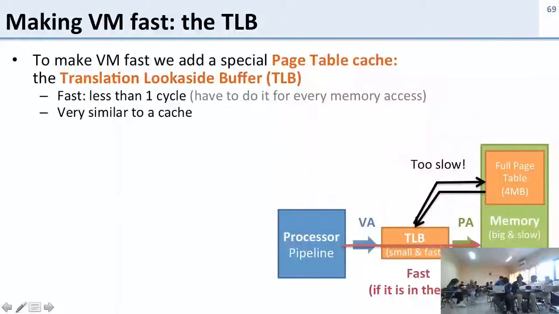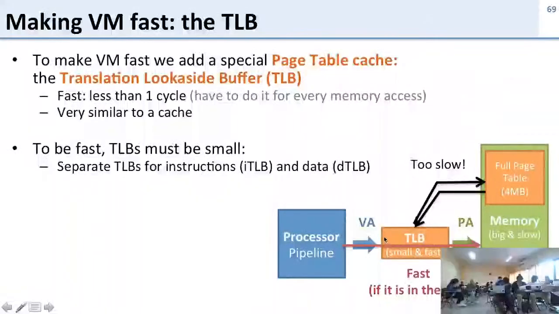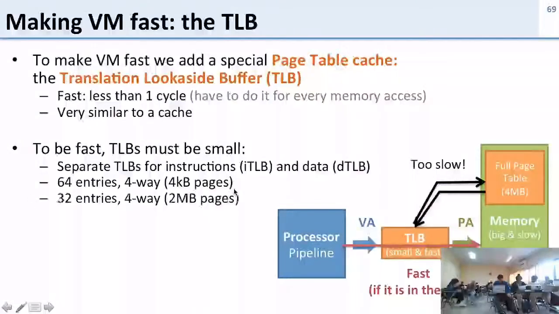So we can do this fast translation to go directly from the processor to the address in memory. To be fast, however, we need to make the TLB really small. And to make it even faster for instructions and data, we can't use one TLB, so we tend to have one TLB, the instruction TLB, for instructions, and a separate TLB, the data TLB, for the data. On modern processors, like Intel processors today, TLBs are really small, so 64 entries, 4-way, not very big, reasonably high associativity, and this is what you get for 4 kilobyte pages.